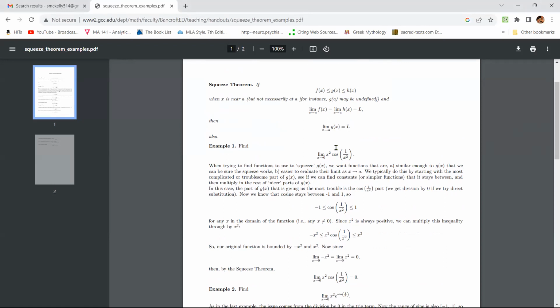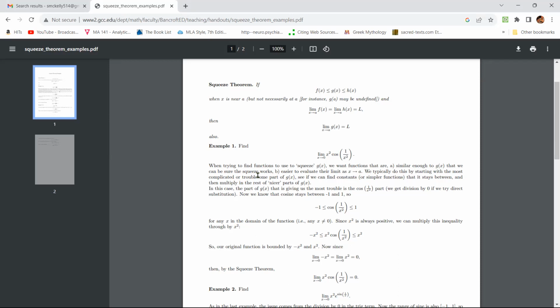Now, remember I told you that we're not given the functions. Typically, we have to find them. We have to know what they are. So here's the little explanation. When trying to find functions to use to squeeze g of x, we want to find functions that are similar enough to g of x that we can be sure the squeeze theorem works. So we want them to be similar enough that I'm actually going to be able to squeeze g between them, right?